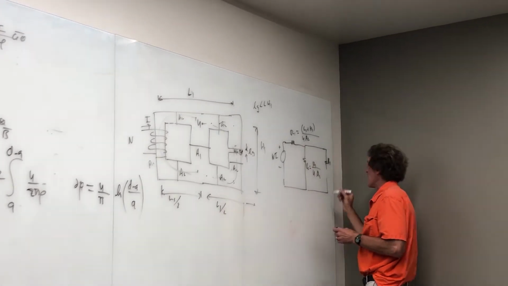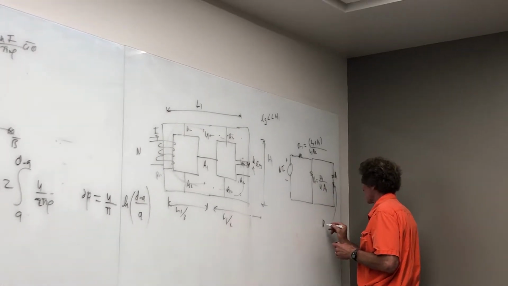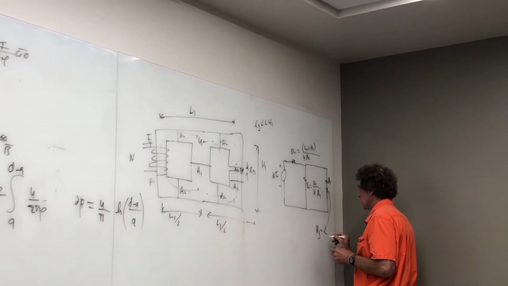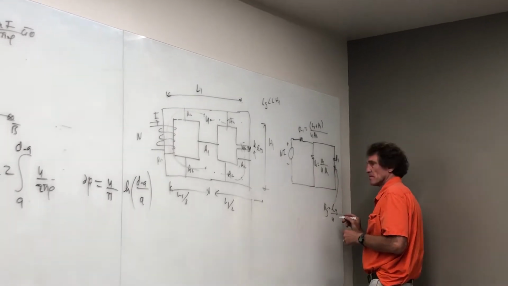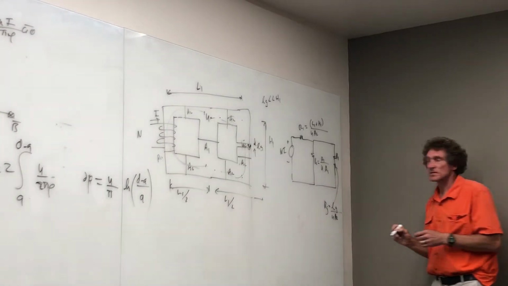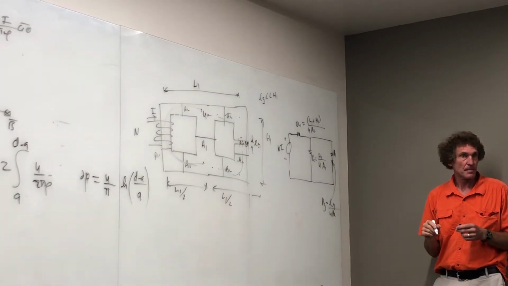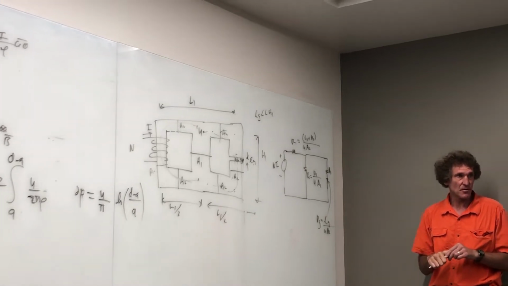But then we have the gap, and the gap is going to have a reluctance. R of the gap is simply equal to L of the gap over mu, and then A1. I mean A2. Now you all see this, class, right? Please watch this. This is pertinent to the quiz, so that's the reason I'm going over it.